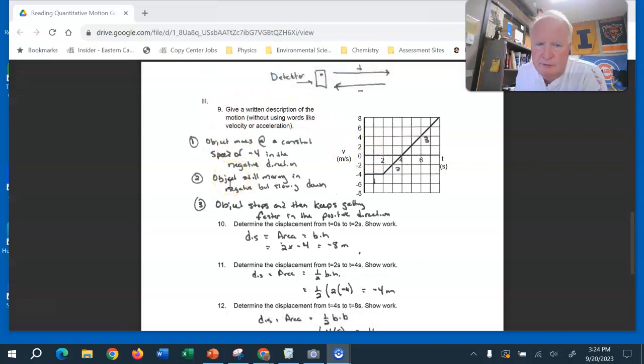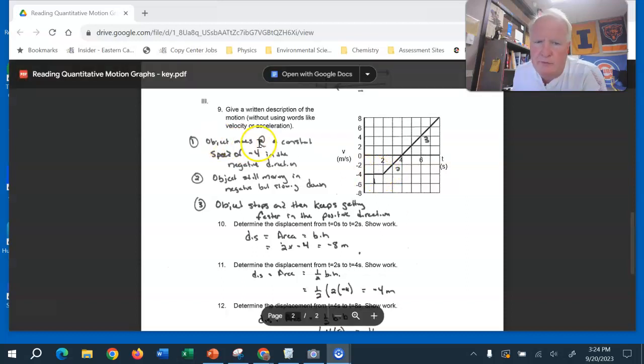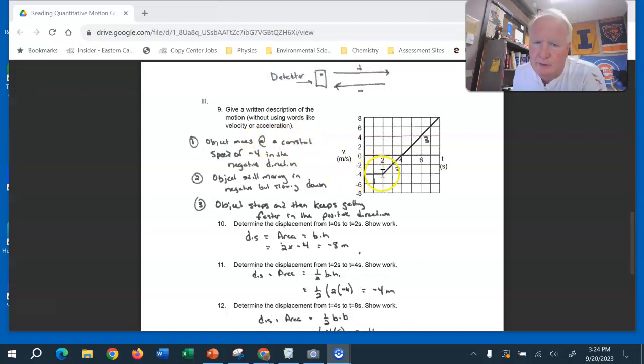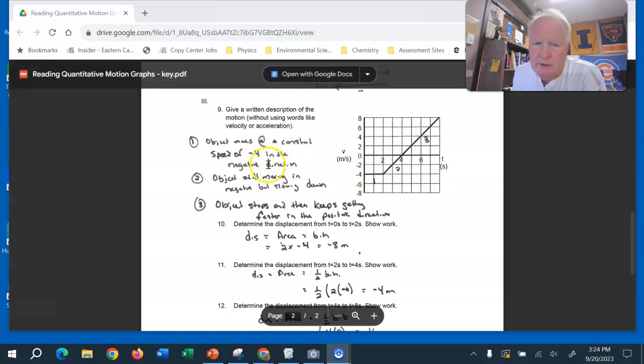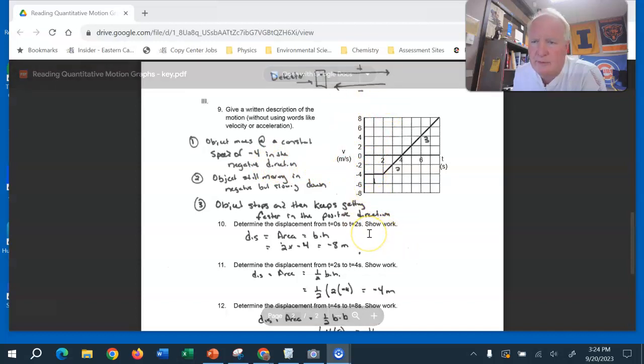Next question here, we're given a velocity versus time graph. It says, give the written description. What we need to remember, and I drew a little picture up on the top there, is what is negative velocity and what is positive velocity. Negative velocity means it's moving towards the detector. So if we're going to describe section 1 right here, that's -4 meters per second. How do we describe that in words? The object moves at a constant speed of -4 in the negative direction, or towards the detector. Okay, that one's the easy one.